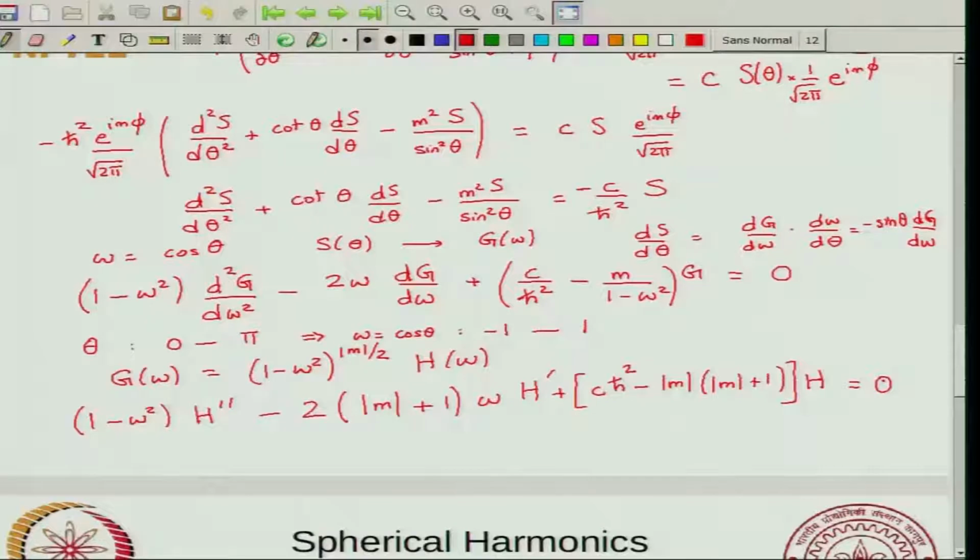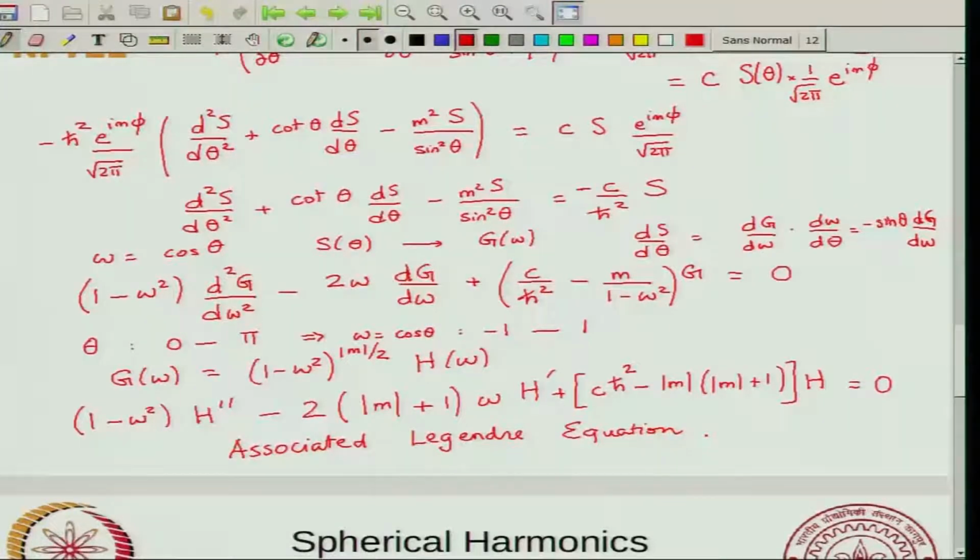Now this equation, with whatever constant you have in this last term, is of the form of what is called an associated Legendre equation. We use the properties of this equation.